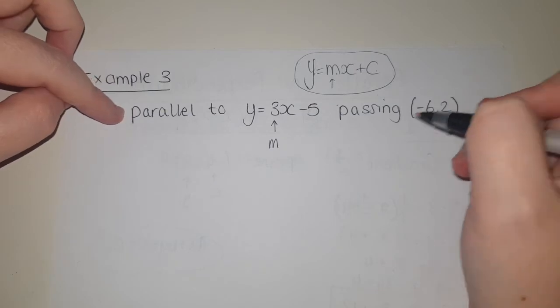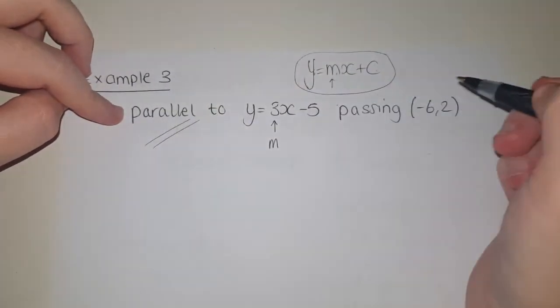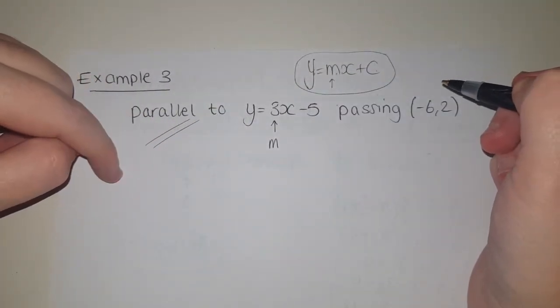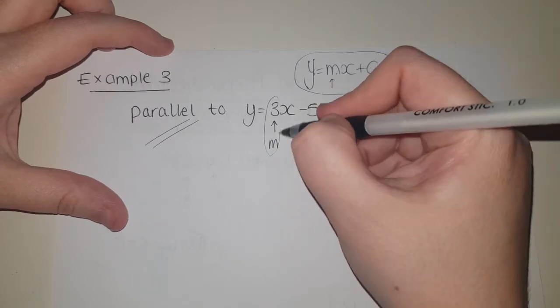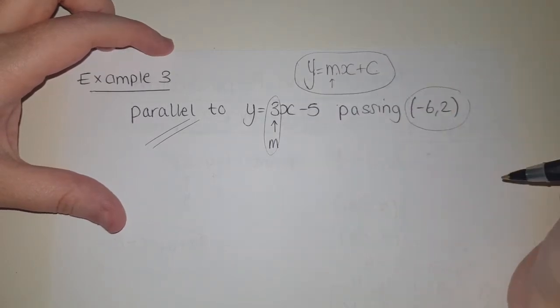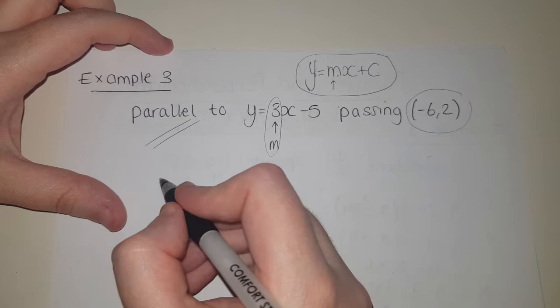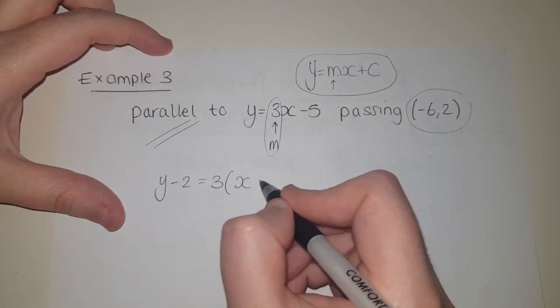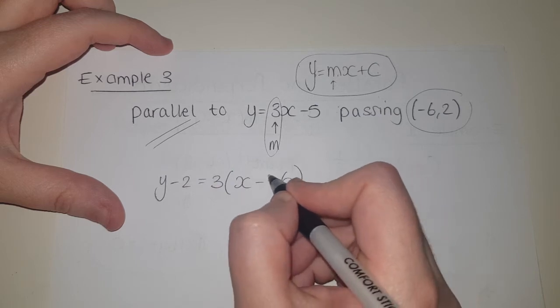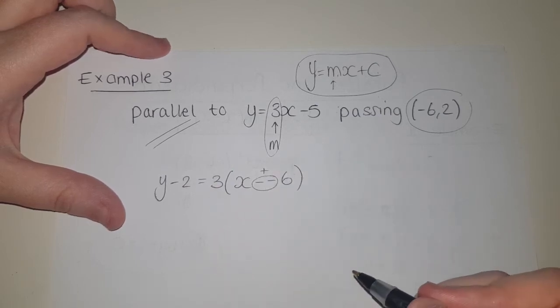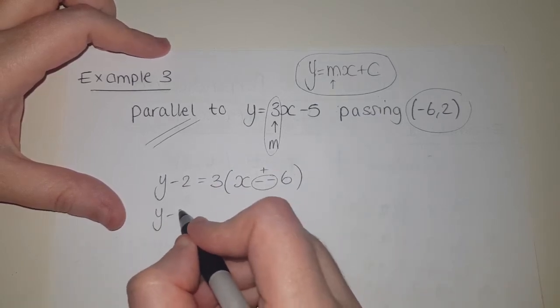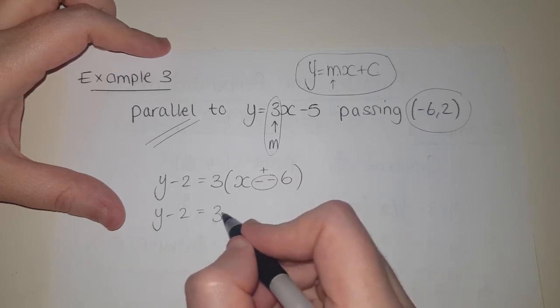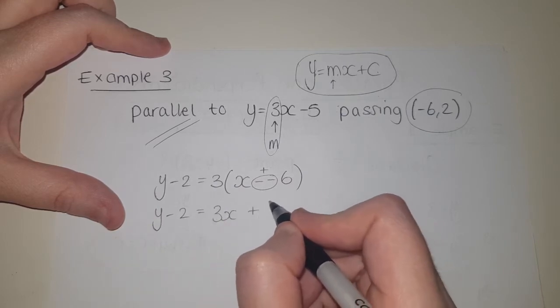And because it's parallel, I know that's two lines that are never going to meet, so they must have the same gradient, in which case I'm using a gradient of 3 and this point, and then we're going to do everything we've done before. So I've got y minus 2 is equal to 3 lots of x minus -6. Again, got that double negative, so it's going to become a plus. So I get y minus 2 is equal to 3x plus 18.